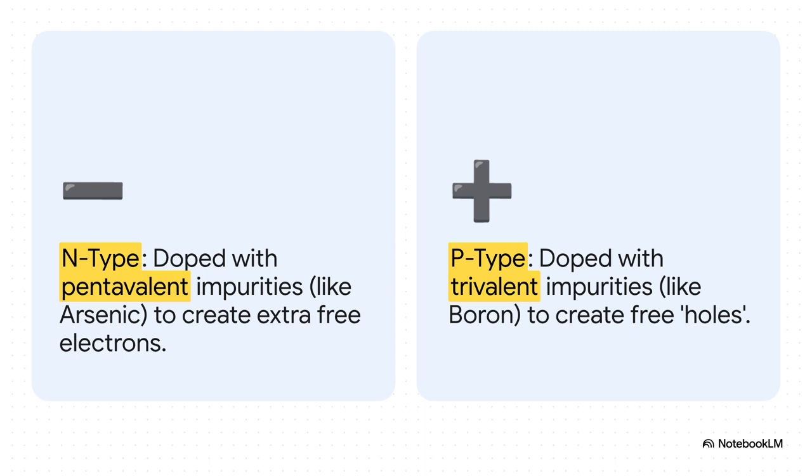Now, if you mix in something like arsenic, which has 5 outer electrons, that 5th electron is just kind of left over. It becomes a free-roaming negative charge. We call that N-type, for negative. But if you add something like boron, which only has 3 outer electrons, you create an empty spot, a hole, where an electron should be. This hole acts like a positive charge, and we call that P-type.